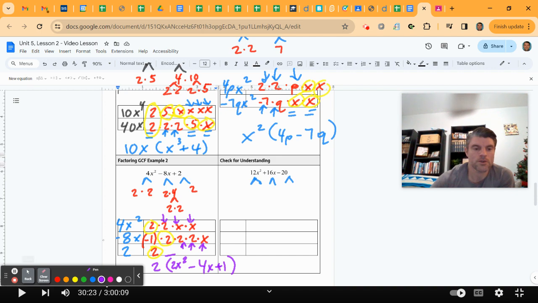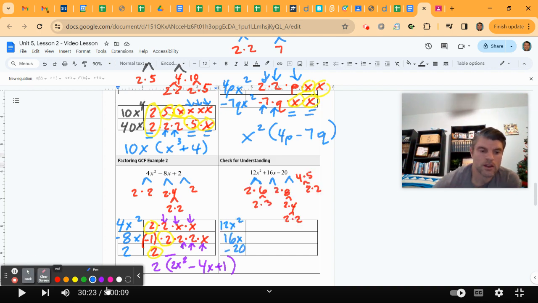And then I'm going to show you this other one, so make sure you try it. All right, so when I broke down 12, I got 2, 2, and 3. And then I know it's x times x. When I broke down 16, I got 2 times 8, which is 2, 4, and then 2, 2. So for 16, we have 2, 2, 2, 2 times x. And then for the last one, I got 2, 2, and 5. I forgot to put the negative in the beginning, but as long as you have it there, you'll be okay.